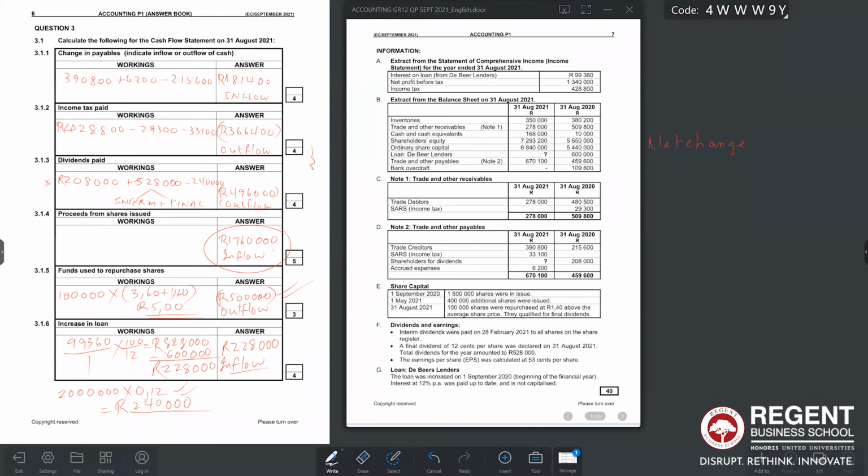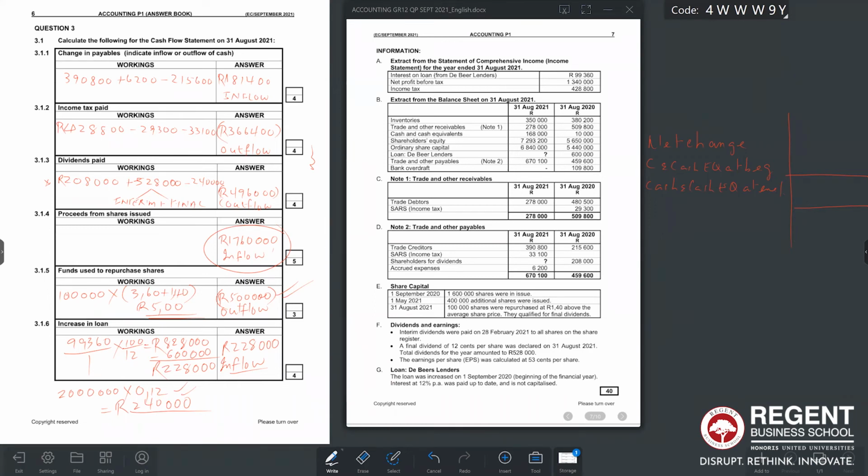Right now, you have your cash and cash equivalents at beginning, and then you've got your cash and cash equivalents at end. Now listen very carefully. Many learners just see cash and cash equivalents, they know what to do there, and they go and look under information B, the third entry. I've got cash and cash equivalents at the beginning of the year: 10,000. End of the year: 168,000.